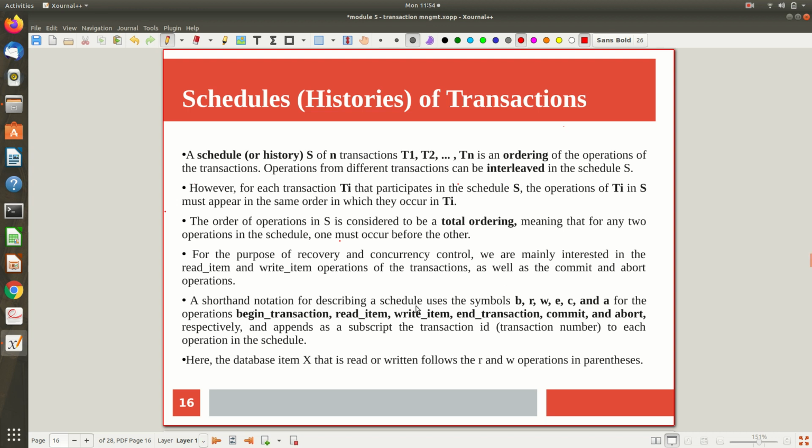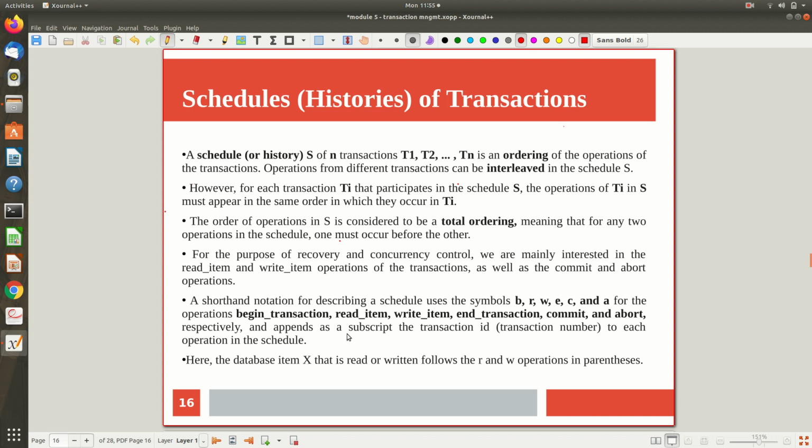Accordingly, there is a shorthand notation by which we can describe a schedule, where we use B, R, W, E, C and A for the operations. B is for begin transaction. R is for reading an item as part of a particular transaction, and W is for the write operation. E is for the end of a particular transaction; successful completion, with changes made permanent, happens by an operation called commit. If there is any failure in between, we have the abort operation, denoted by A, and commit denoted by C.